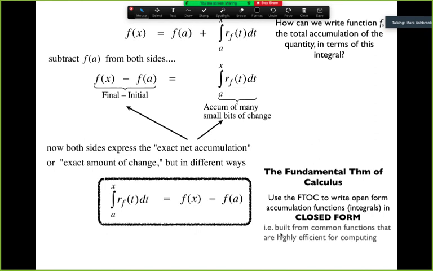Okay, so, and we talked about closed form. Closed form is built from common familiar functions that are just highly efficient for computing, right? Lots of results quickly. We can do algebra on those very easily, okay? Whereas we can't with this.